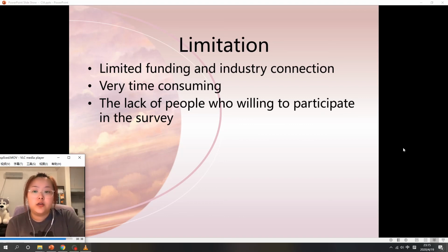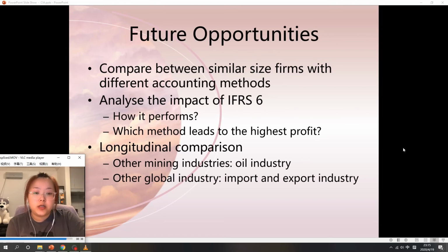So for the future opportunities, a comparison between similar sized firms that use different accounting methods can be conducted to analyze the impact of IFRS 6. From the comparison, we can understand how similar sized firms perform under different accounting methods and which method leads to the highest profit. So further researchers can also study the importance of the introduction of IFRS 6 to the mining industry by making a vertical comparison with other industries like the oil industry, or other global industries such as the import and export industry.